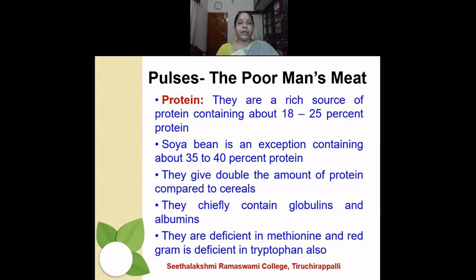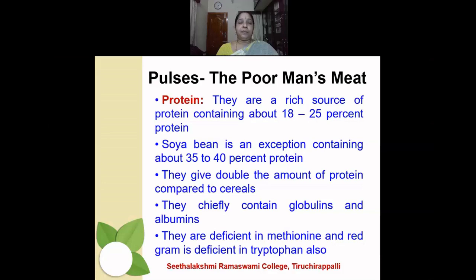Pulses are a rich source of protein and contain about 18 to 25% of protein. Soya bean is an exception, and it is a very rich source of protein containing about 35 to 40% of protein. So the amount of protein present in the soya bean is very much higher when compared to other pulses like green gram or Bengal gram. They give double the amount of protein compared to the cereals.